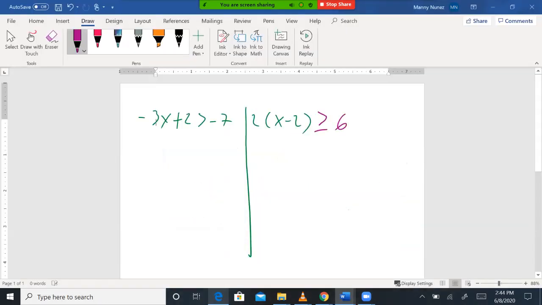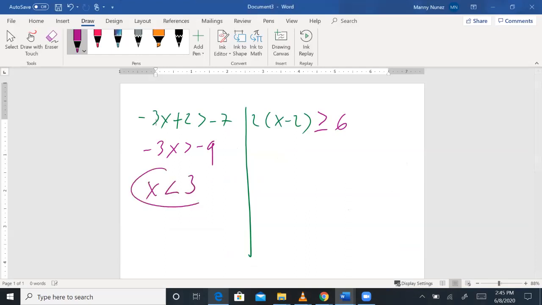Okay, let's get x by itself. Let's do them separately. I'm going to move the 2 over. So -3x greater than -9. Divide by -3, we have to flip the inequality. It's x less than 3. Okay, same thing here. Distribute the 2, 2x minus 4 greater than or equal to 6. Add the 4.